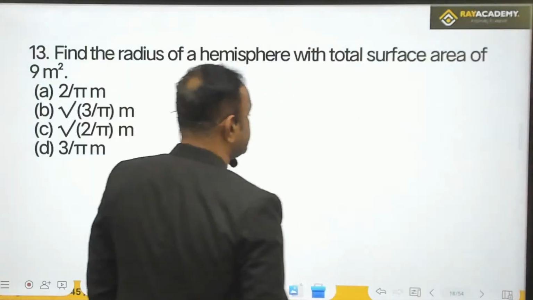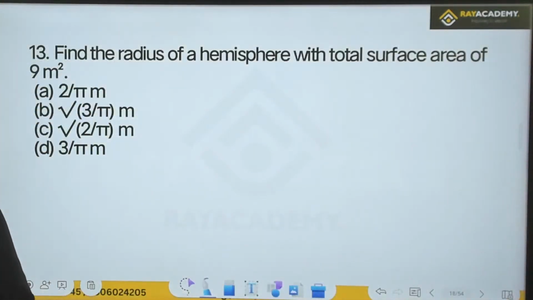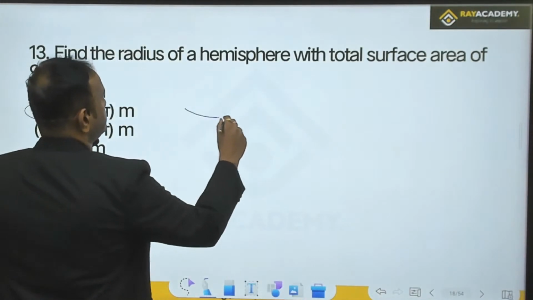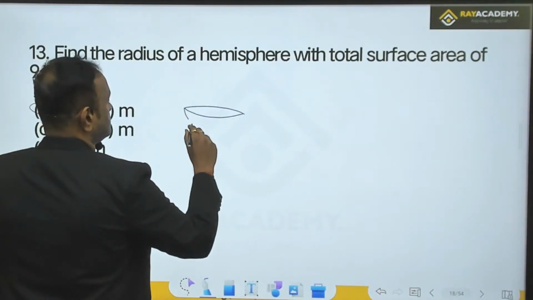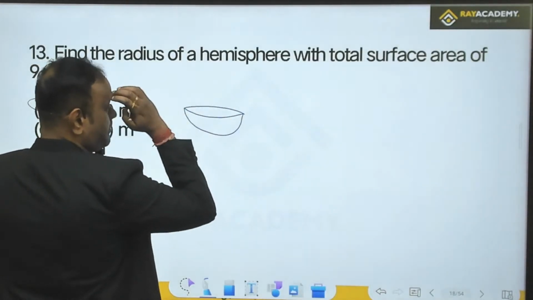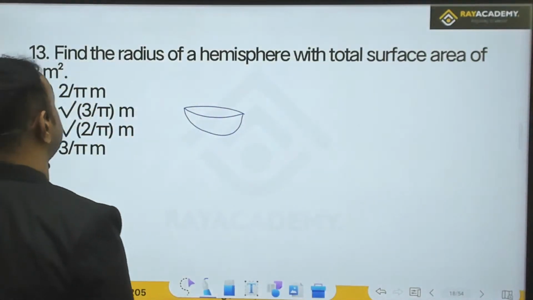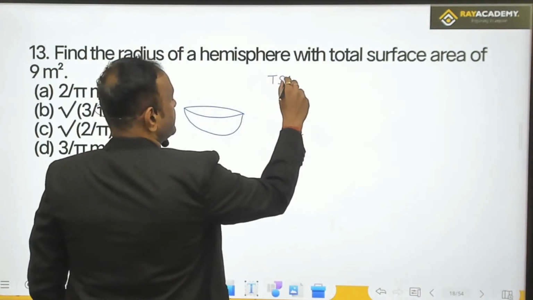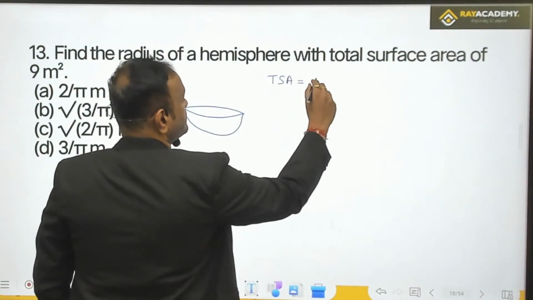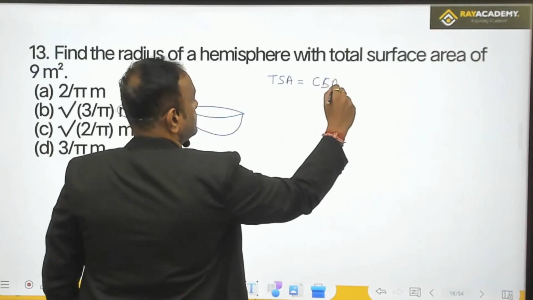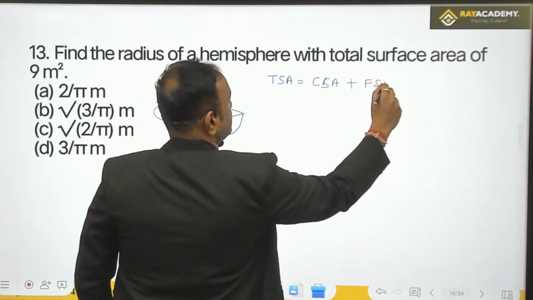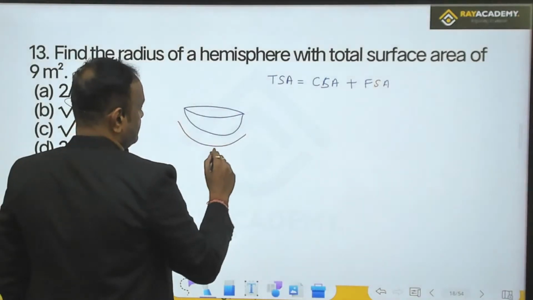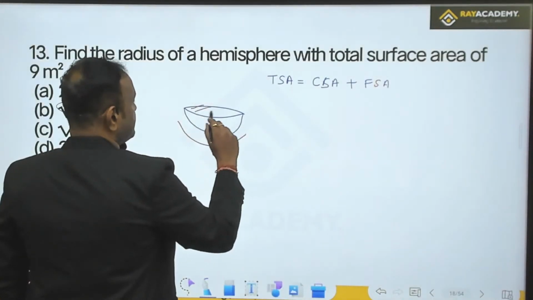Question 13. Find the radius of a hemisphere with total surface area of 9 meters square. So this is the hemisphere, just the half portion of the sphere. What is the total surface area? I am writing TSA. Total surface area of a hemisphere is the curved surface area plus the flat surface area. This is the curved surface area, and the flat surface area is this one.